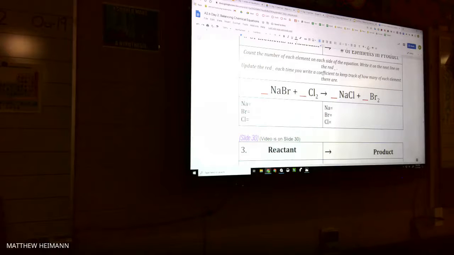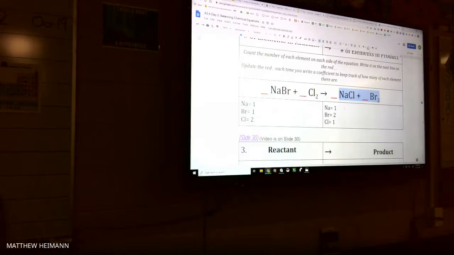Sodium, bromine, and chlorine. All right, on the left side of the equation, how many sodium are there? Bromine, chlorine. On the right side, sodium, bromine, chlorine. Right, and look, so these are in different order, so you have to be extra careful. Sodium was first, then bromine and chlorine, but over here, sodium, chlorine, bromine. So just make sure you're being careful.